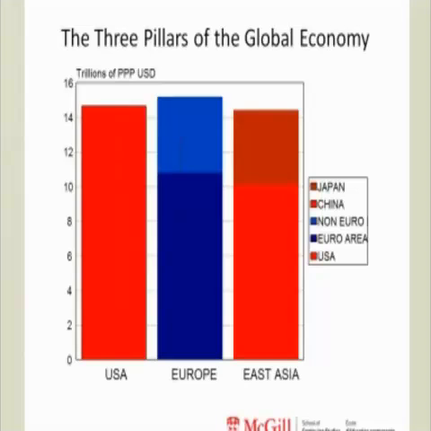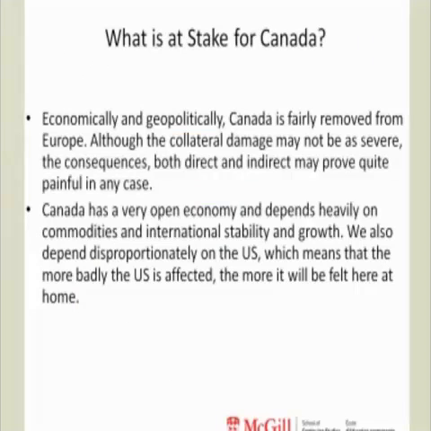Now, turning to Canada. Economically and geopolitically, Canada is fairly removed from Europe. That's true. Although the collateral damage may not be as severe for Canada, the consequences, both direct and especially indirect, may prove quite painful in any case. Canada has a very open economy and depends heavily on commodities and international stability and growth. We also depend disproportionately on the United States, which means that the more badly the U.S. is affected, the more it will affect us here in Canada.